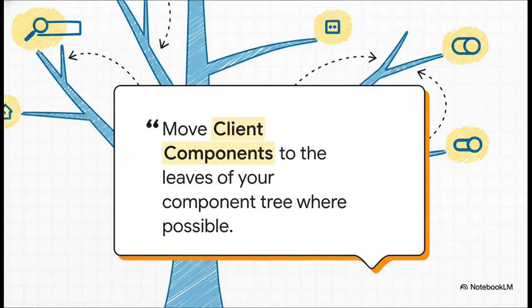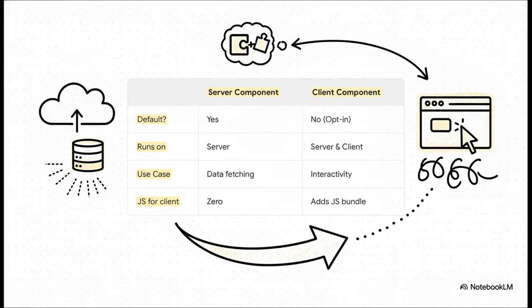So the big idea here is to think small. You want to push those client components as far down your component tree as possible. Make them the leaves. So maybe your whole page layout is a speedy server component, but just that one little interactive search bar inside it, that's your client component. It's all about isolating the interactivity. So if there's one thing to take away from this part, it's this. Build most of your app with server components. Keep things fast. Then just sprinkle in client components like salt, only where you absolutely need that interactive browser-based magic.